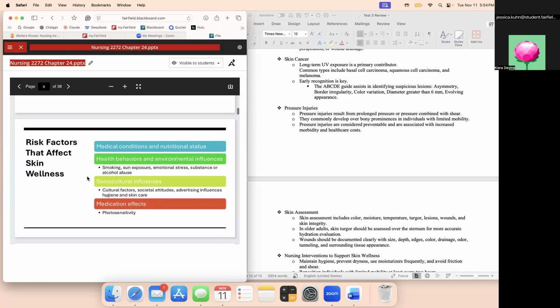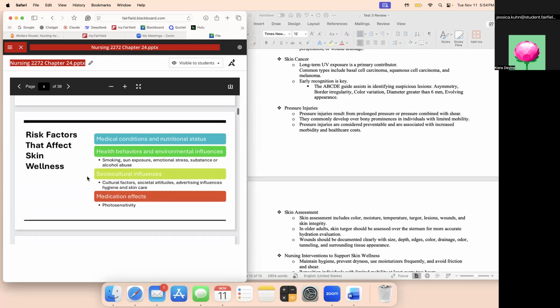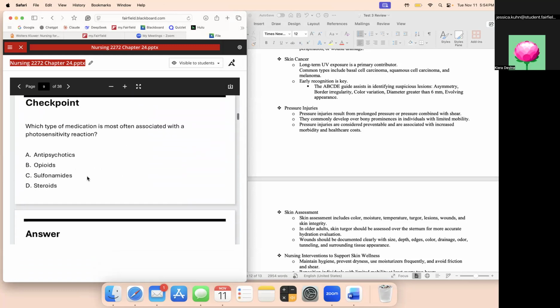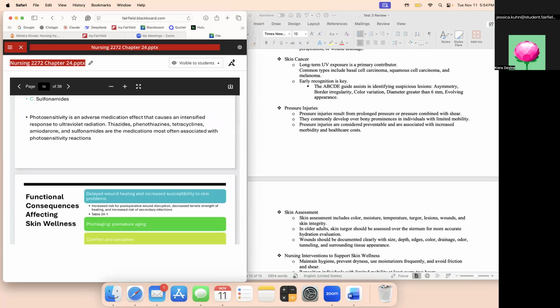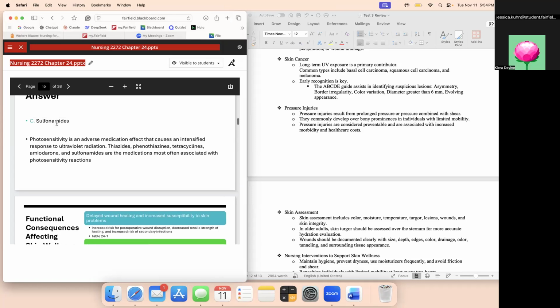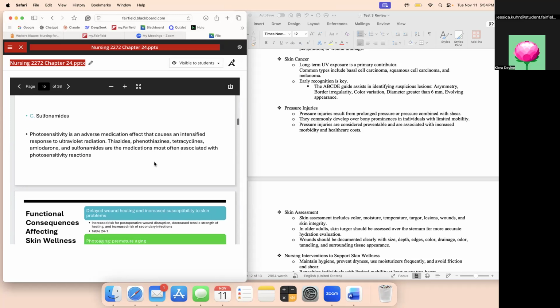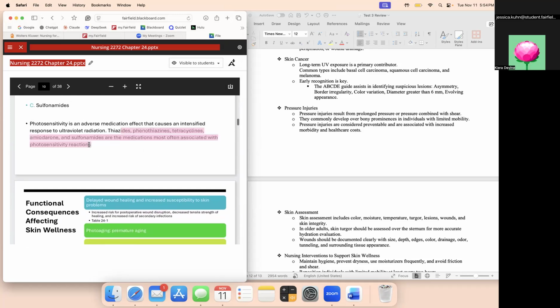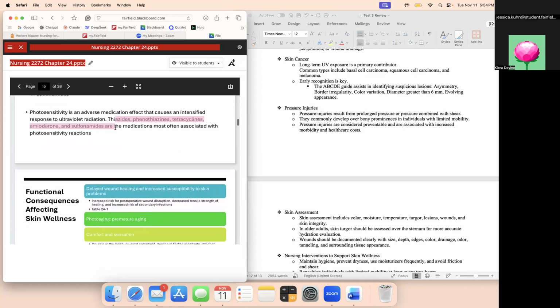Let's see. We kind of covered these risk factors here. What type of medication is most often associated with photosensitivity? We did talk about the sulfonamides, but there's a handful of other ones that do as well. And that's listed here in her rationale. So pay attention to those.